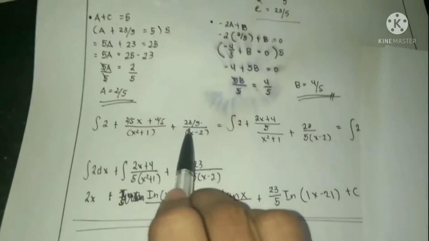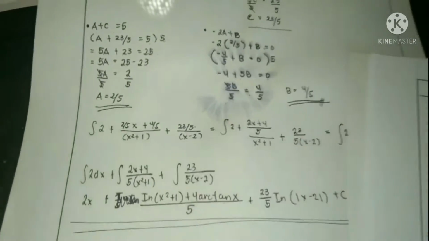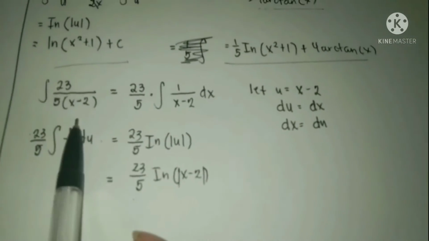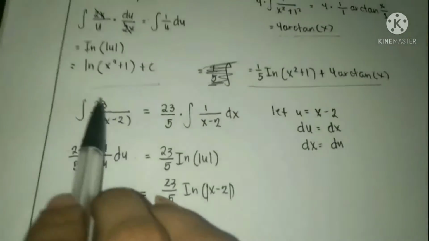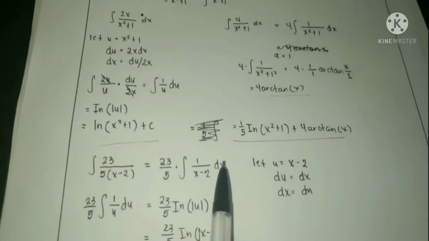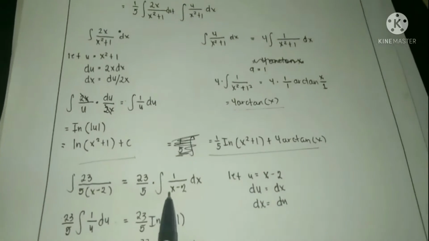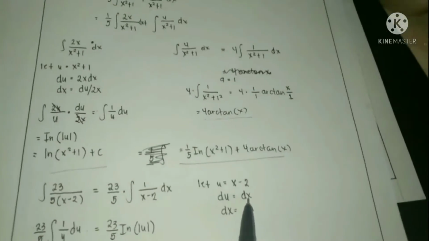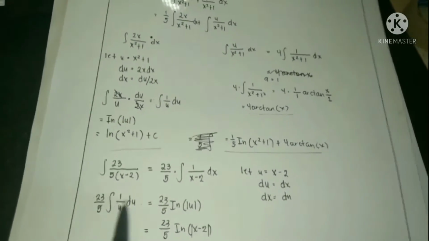So, next na i-integrate naman natin is yung 23 over 5 over x minus 2. So, the integral of 23 over 5 times x minus 2. So, lalabas natin yung constant na 23 over 5 times the integral of 1 over x minus 2 dx. So, let u is equal to x minus 2 and du will be equal to dx and dx is equal to du. So, 23 over 5, the integral of 1 over u du.